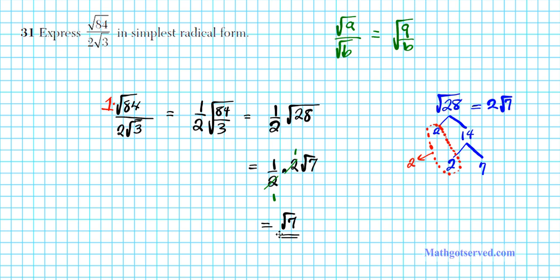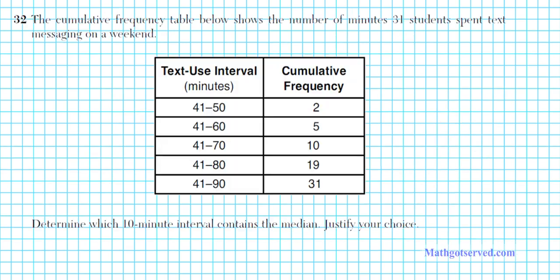All right, let's move on to the next problem. In 32, it says the cumulative frequency table below shows the number of minutes 31 students spent text messaging on a weekend. Determine which 10-minute interval contains the median. Justify your choice.